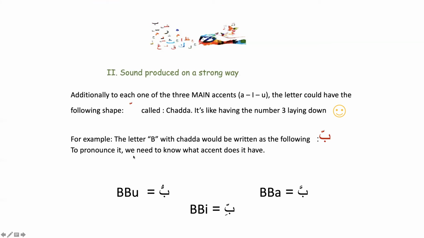And to make it happen, we need to know what accent it has. For example, with fatha, the dash on the shadda, the pronunciation would be ba, a little bit stronger. With the kasra and shadda, the pronunciation would be bi, and in the case of the dhamma, bu. So the effect of shadda is making the sound strong.